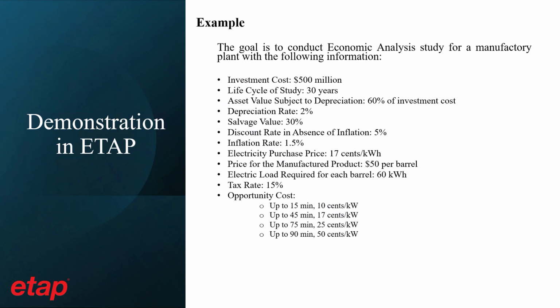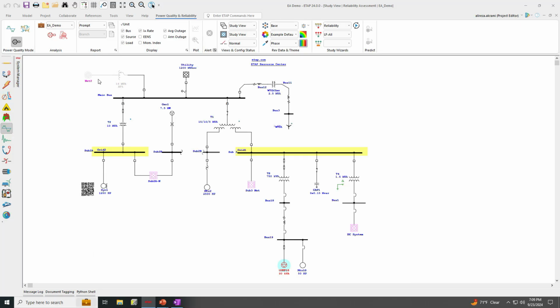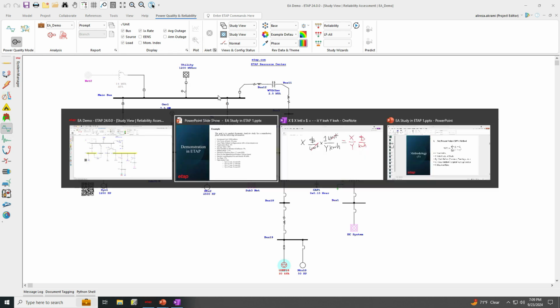So after learning about the basics of the economic analysis study, the required parameters, the methodologies, and the required data for running the economic analysis in ETAP, let's look at a practical example here. So let's suppose that this is the manufacturer plant that I want to study. I have already modeled the electrical circuit here in the OLV using ETAP software.